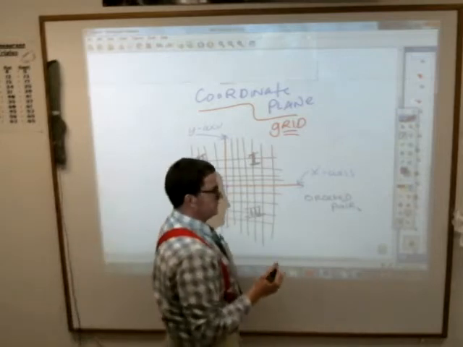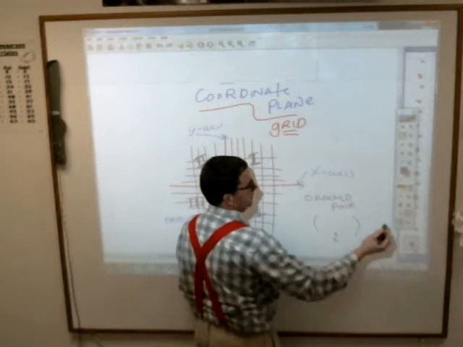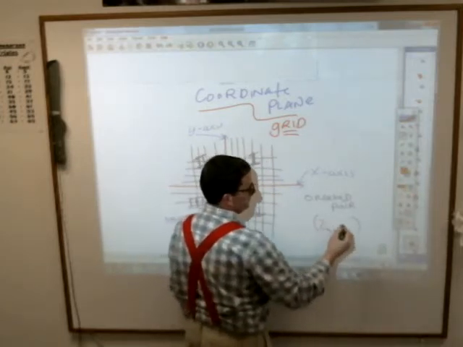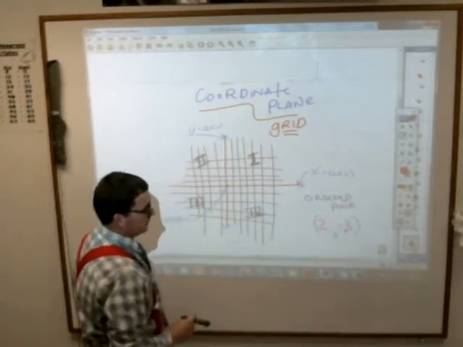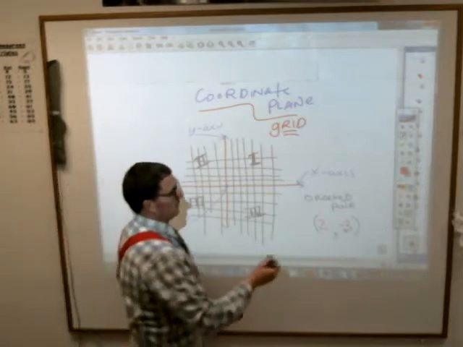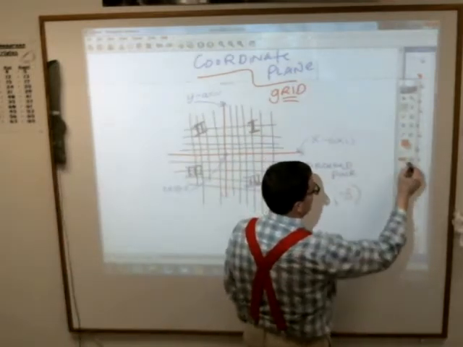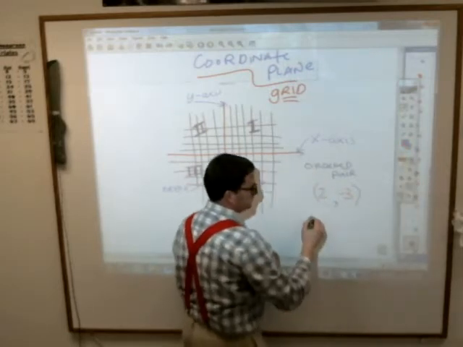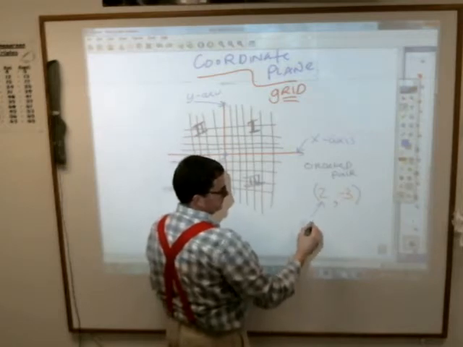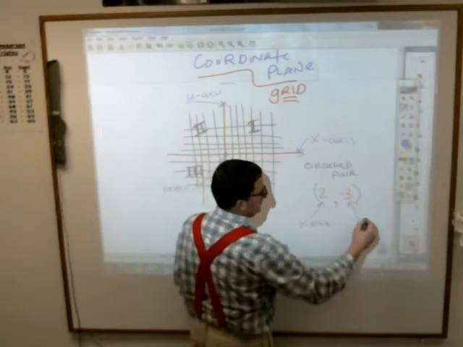And an ordered pair, ladies and gentlemen, must have a parenthesis and a comma, and it is two numbers that make up the ordered pair, and that tells you exactly where the dot or the place you're looking for is. Now, in that ordered pair, you have the first number, and that first number is the x number. The second one is the y number.